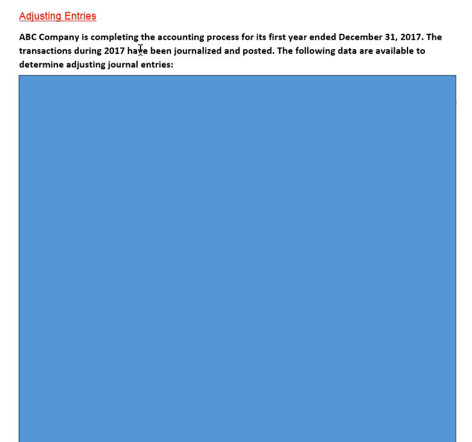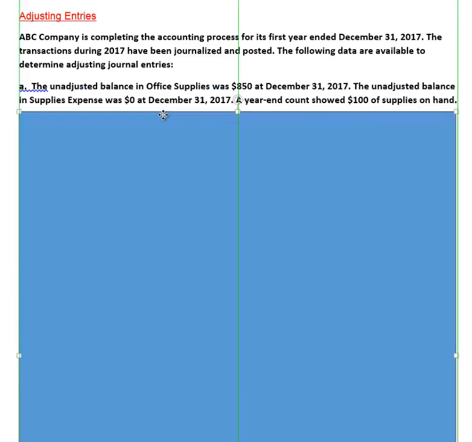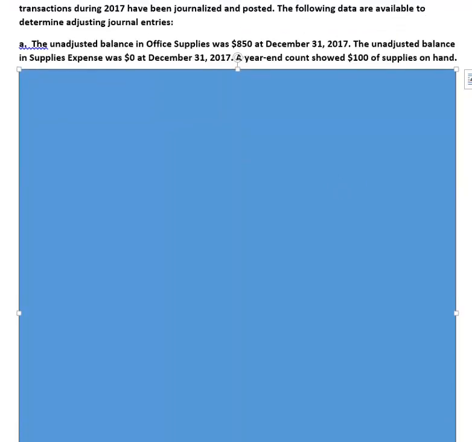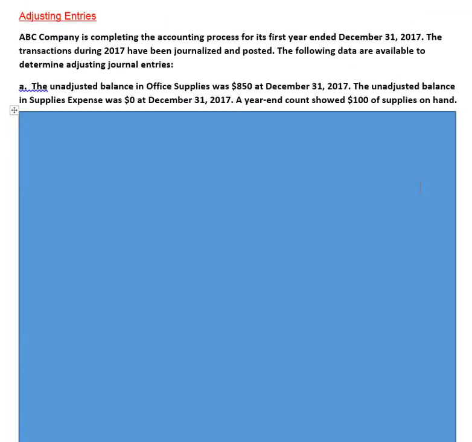Revenues and expenses need to be recorded in the period that they're earned if revenues, incurred if they're expenses, as well as balance sheet accounts being up to date. That's one thing. The other thing is none of them involve cash. So if we have a look at our first item here, it says that the unadjusted balance in the office supplies account was $850 at the end of 2017. The unadjusted balance in supplies expense was zero. So that means they haven't expensed anything yet for supplies.